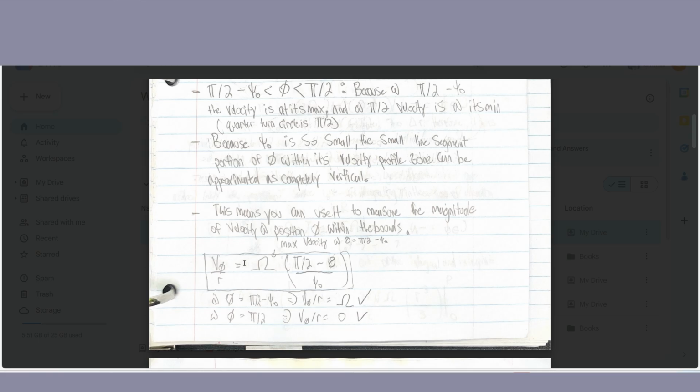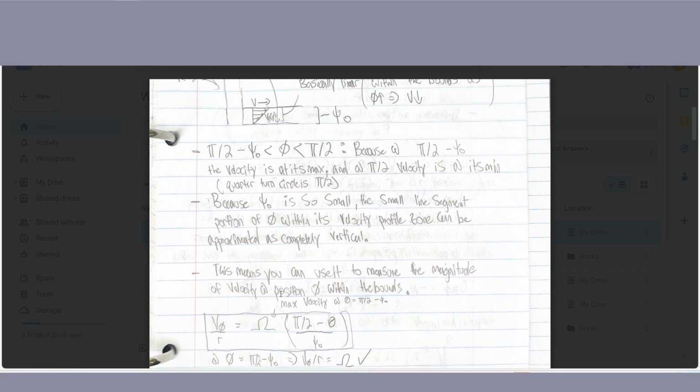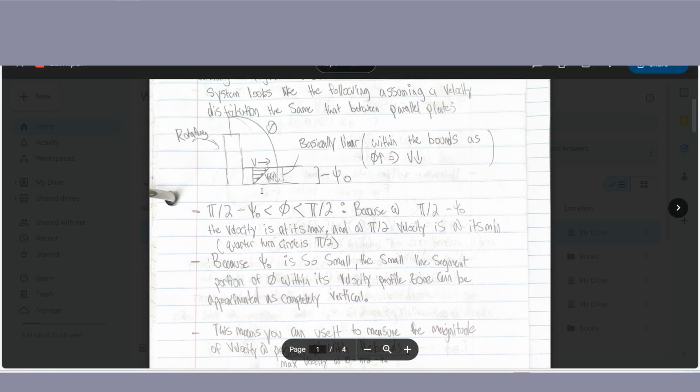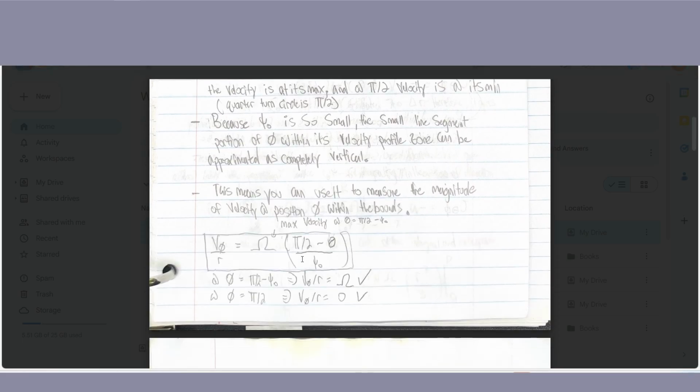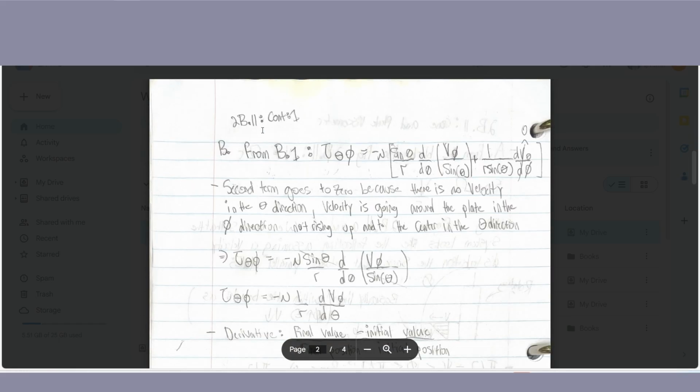And then you're left with theta. And then we're going to check the other boundary condition, which is at pi over 2, the bottom thing here, and that's theta of pi over 2. So you just get pi over 2 minus pi over 2, and so the v theta, or v phi, divided by r equals 0. Okay, so now part B.